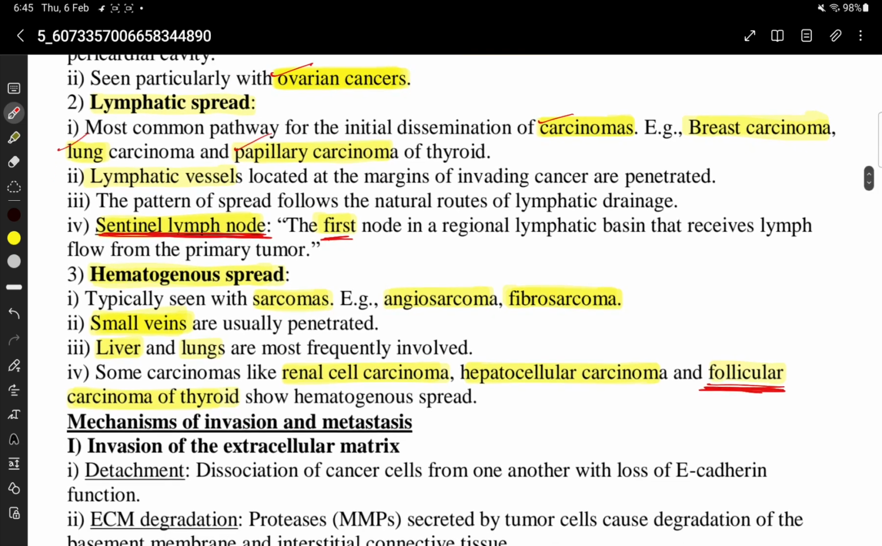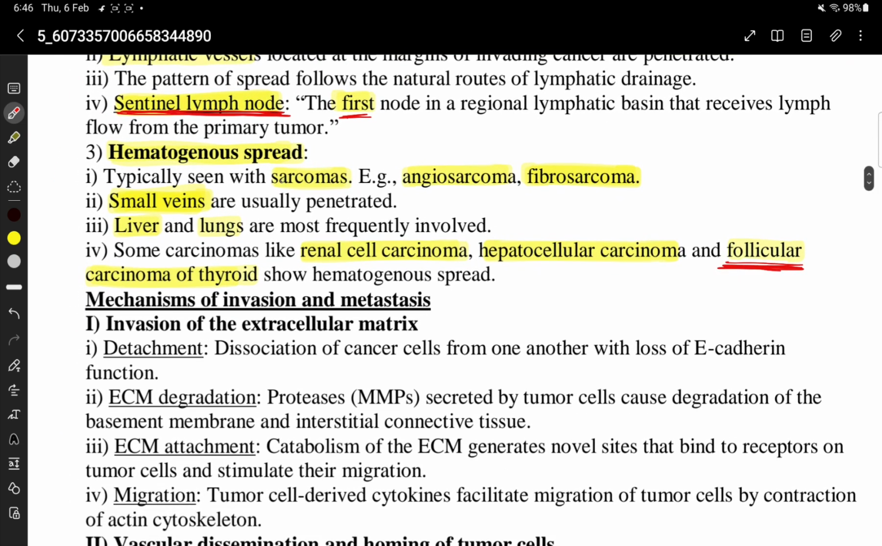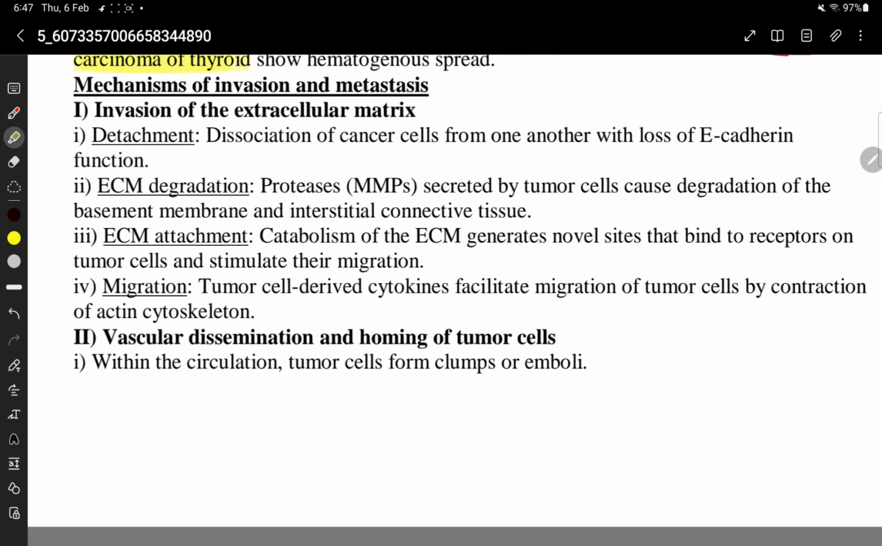Hematogenous spread is typically seen with sarcomas, example angiosarcoma and fibrosarcoma. Small veins are involved, and liver and lungs are frequently involved. Some carcinomas like renal cell carcinoma, hepatocellular carcinoma, and follicular carcinoma of thyroid show hematogenous spread.